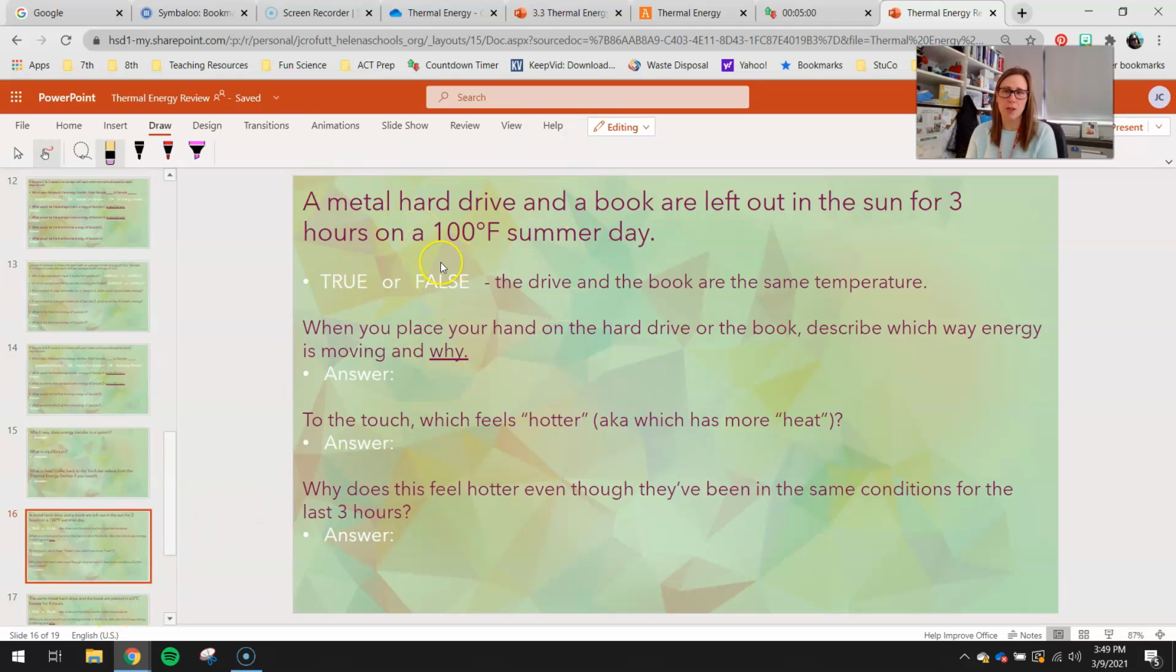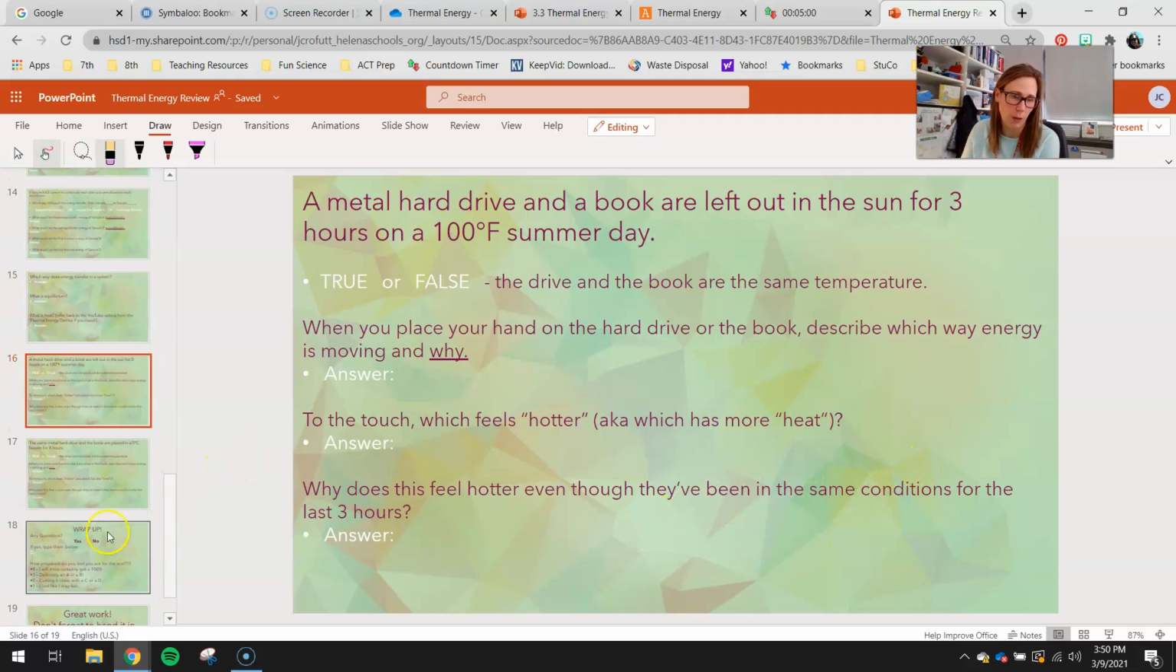So this should look familiar to you guys. We've seen this in a video. A metal hard drive and a book are left out in the sun for 3 hours on a 100-degree Fahrenheit summer day. So true or false, circle one of those. The drive and the book are the same temperature. And then when you place your hand on the hard drive or the book, describe which way energy is moving and why. To the touch, which feels hotter? And then why does this feel hotter although they've been in the same conditions for the last 3 hours?